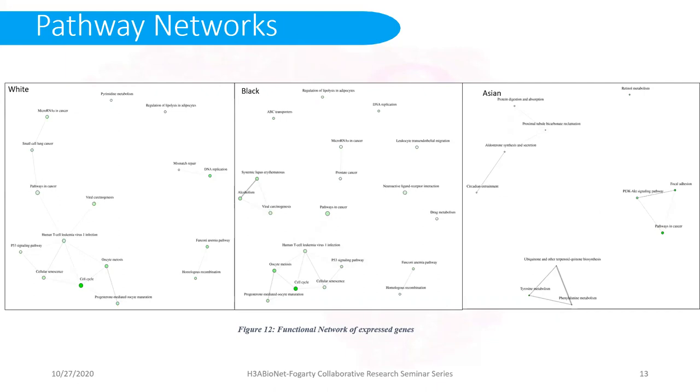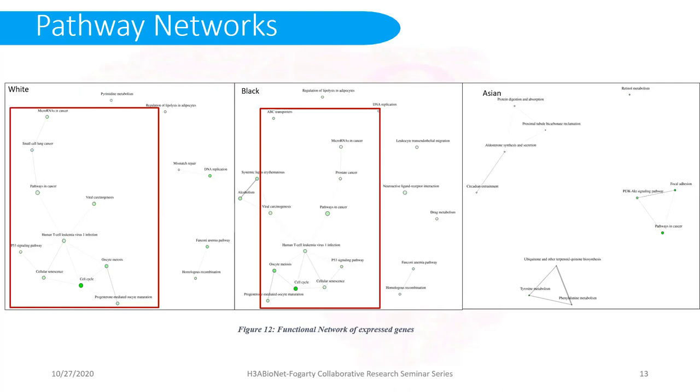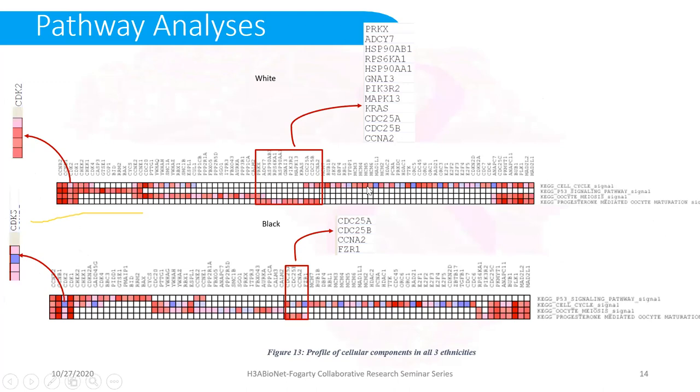So we further explored the genes enriched in four of the significant pathways that were identified. And then we found that the CDK2 gene, which is found in all the enriched terms, happened to be poorly regulated or have a lower expression level within the Black population as compared to the white population.